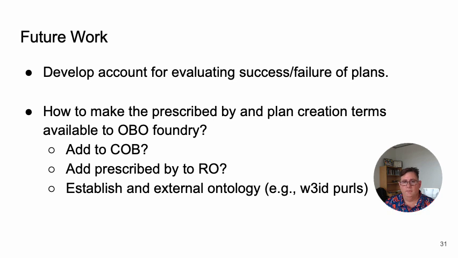Second, we need to make our work consumable by the wider ontology community. One option is to add the terms plan creation process and plan as a kind of disposition to COB. I am skeptical that this will succeed. The COB community, to be frank, is quite argumentative, and I am not blameless for some of these arguments. In fact, you can find many of the points presented here in the COB issue tracker on GitHub. A more promising option might be to add the prescribed by relation to the relation ontology. This would make the prescribed by relation more widely available within the OBO Foundry. Finally, if all else fails, there is the option of setting up a standalone ontology resource using W3ID purls.